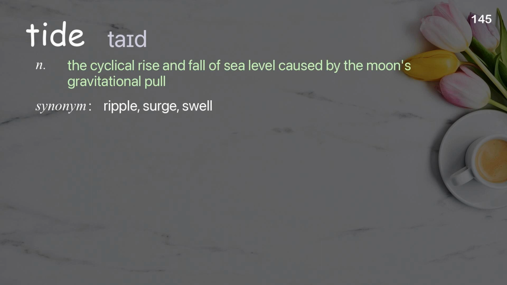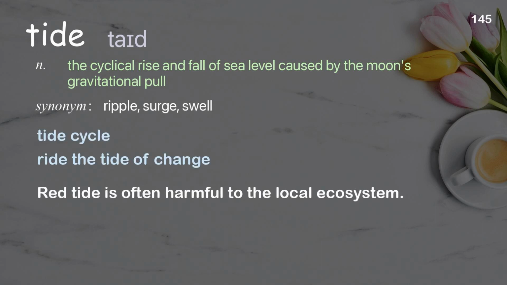Tide. The cyclical rise and fall of sea level caused by the moon's gravitational pull. Examples. Tide cycle. Ride the tide of change. Red tide is often harmful to the local ecosystem.